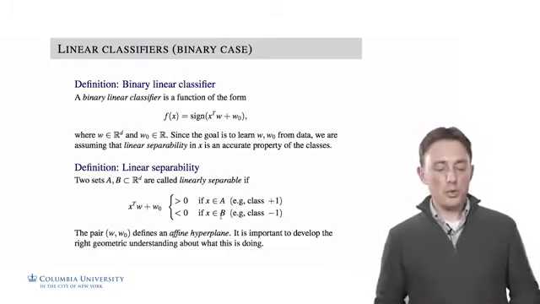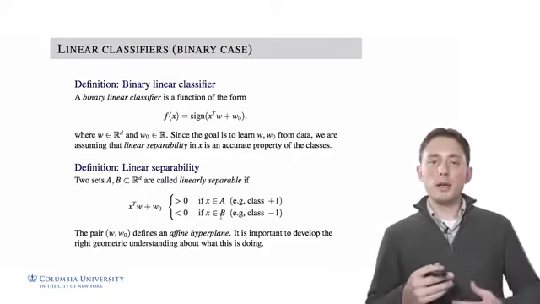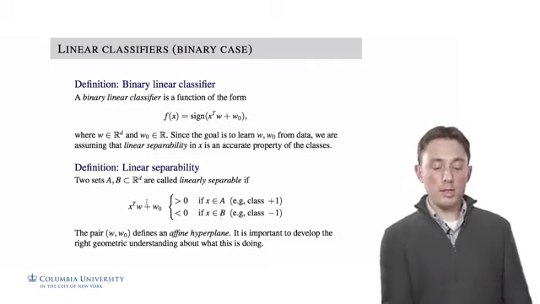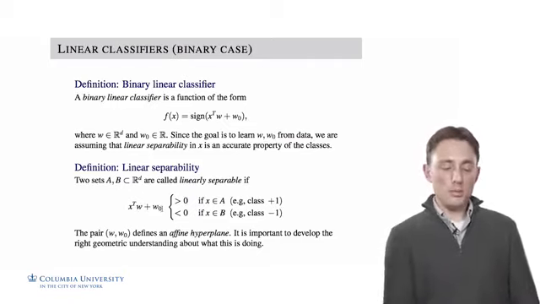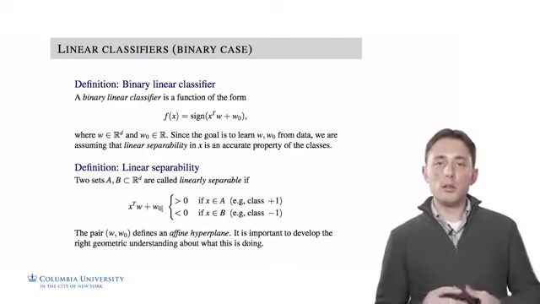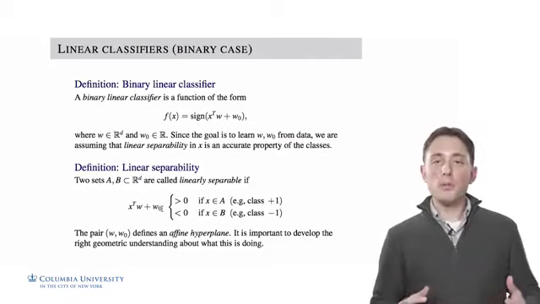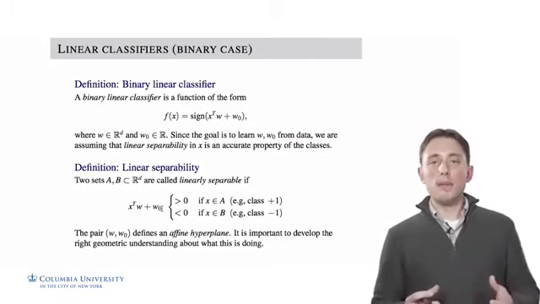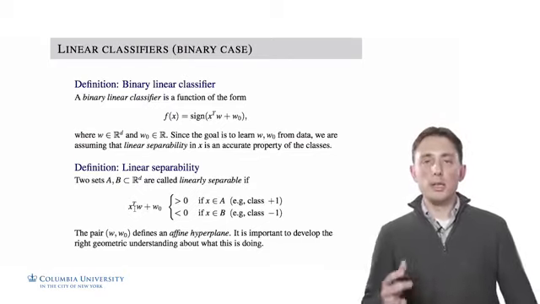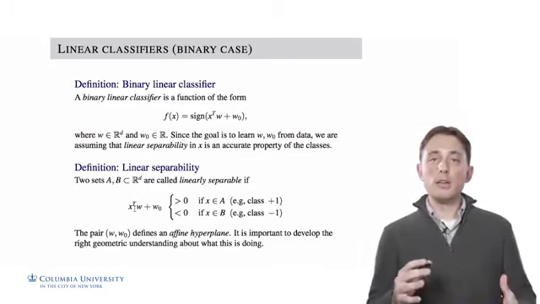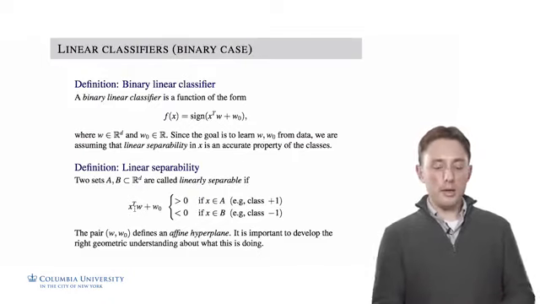Why this is true depends on our geometric interpretation of what this function is actually doing. This vector w paired with w naught defines something called an affine hyperplane in Rd. And it's very important to understand what that means geometrically to know why we are trying to linearly separate these two classes with some sort of a line or hyperplane in Rd.